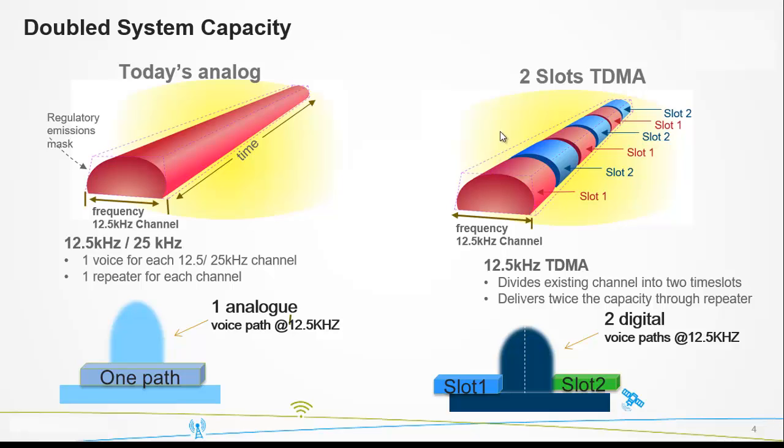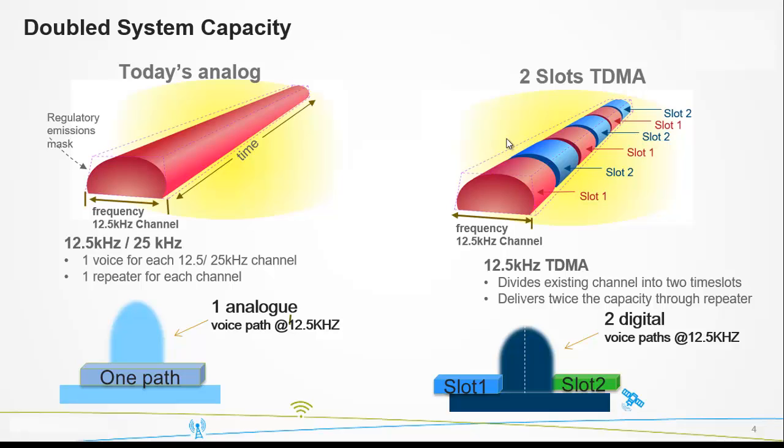But if you use the other time slot, then this same frequency has doubled its capacity already, right? Because with the same frequency there are 2 slots, which means two simultaneous calls can be created for a single frequency.